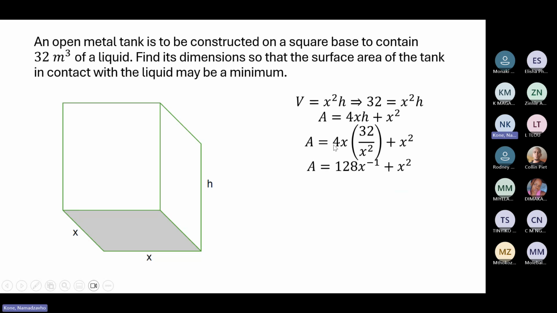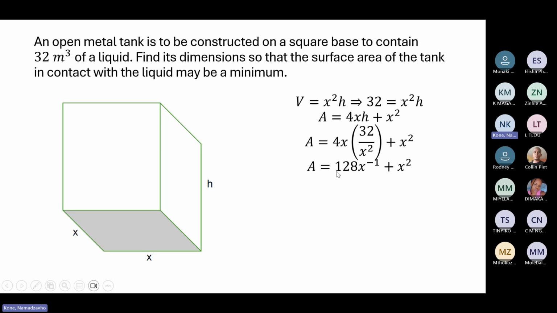And when we simplify, we will multiply 4 by 32. We get 128. And then x divided by, in fact, it will be x over x squared. Then x over x squared is actually 1 over x. And when we take that 1 over x up, it becomes x to the power of minus 1. And then plus that x squared. So our equation for area in terms of x only becomes now A equals 128 x to the power of minus 1 plus x squared.